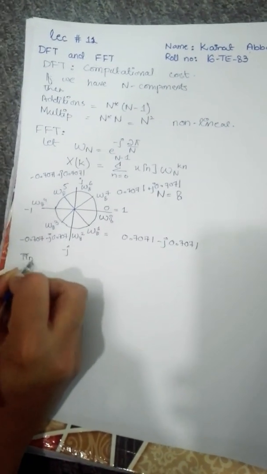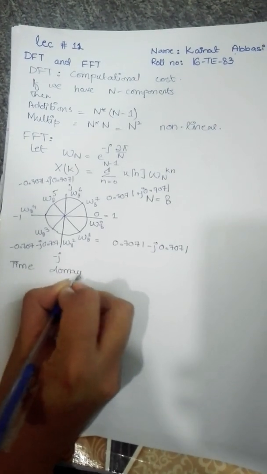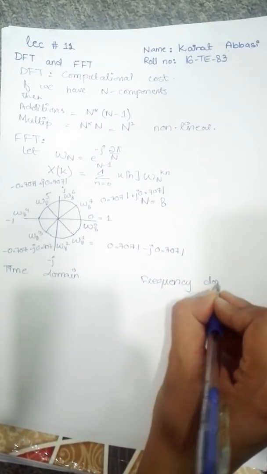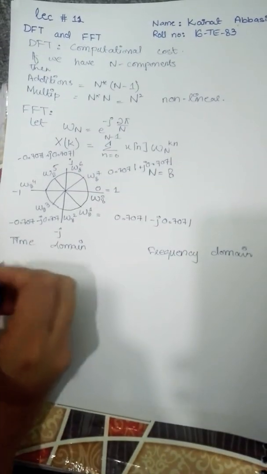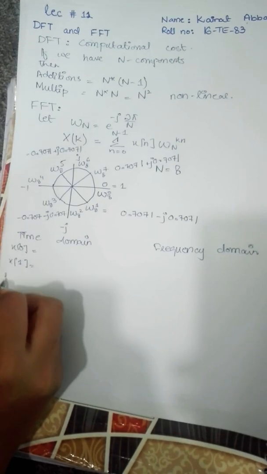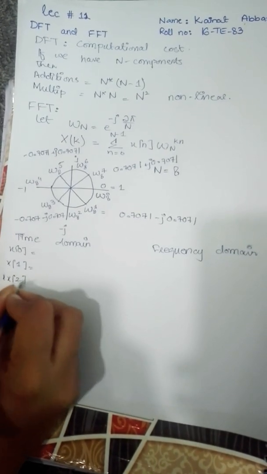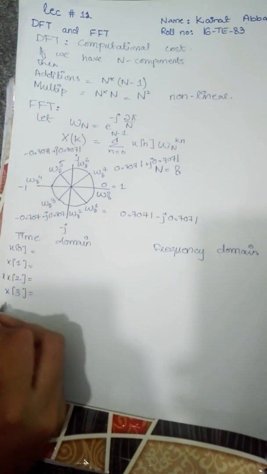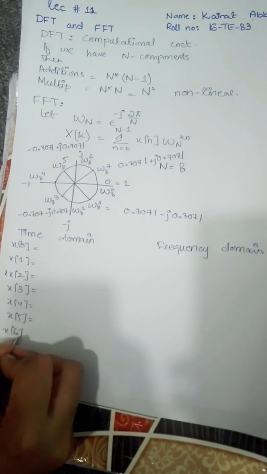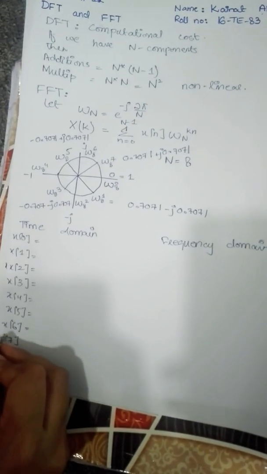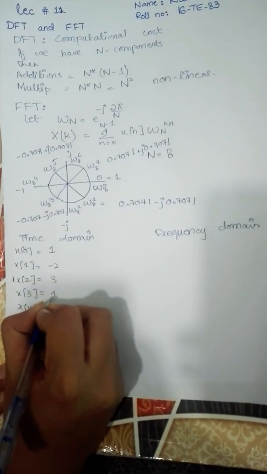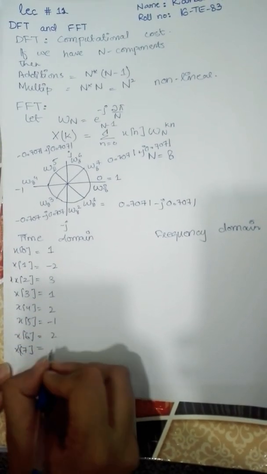So let's consider the previous sequence in time domain and frequency domain. You can get this sequence from my previous lecture, that is lecture 11. In the time domain, we have 8 values, x of 0 to x of 7. And what was that sequence? 1, minus 2, 3, 1, 2, minus 1, 2 and 1.